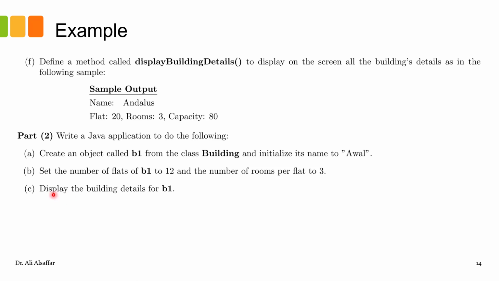Now in part B we need to set the number of flats of B1 to 12 and the number of rooms per flat to 3. Remember that for the building we have 3 data members: name, flats, rooms per flat. So we need to set those values 12 and 3 for these corresponding data members. Let us see how to do this by using JGrasp.